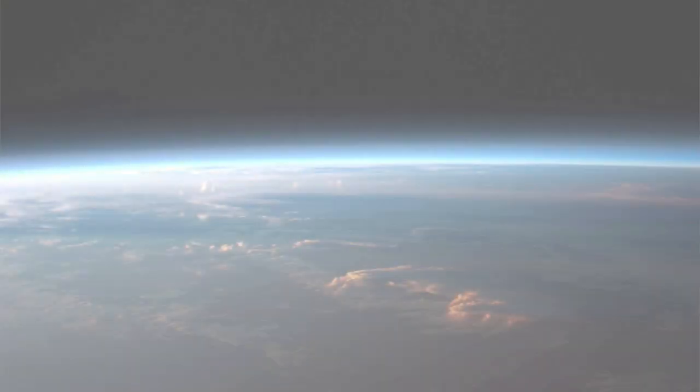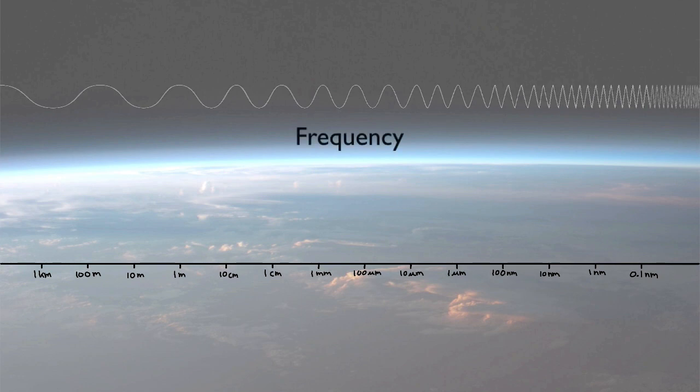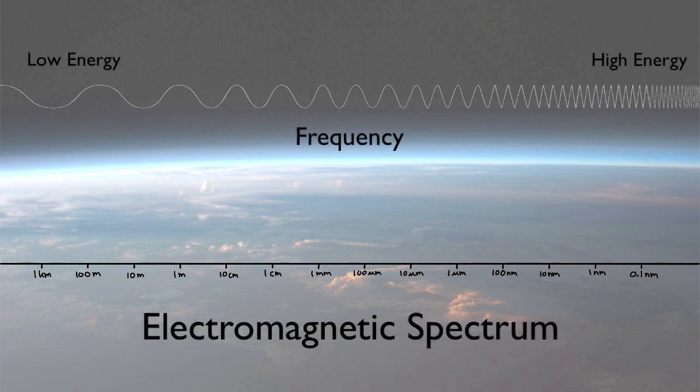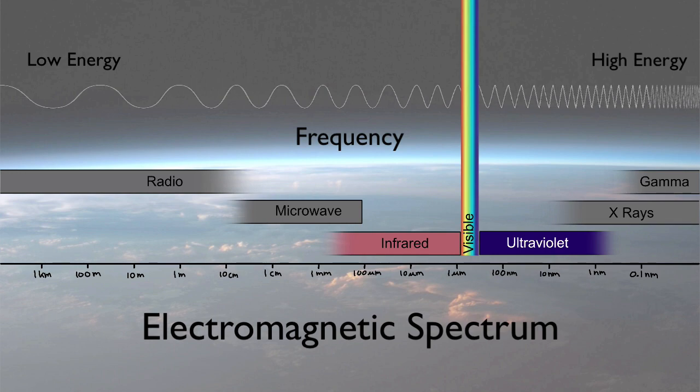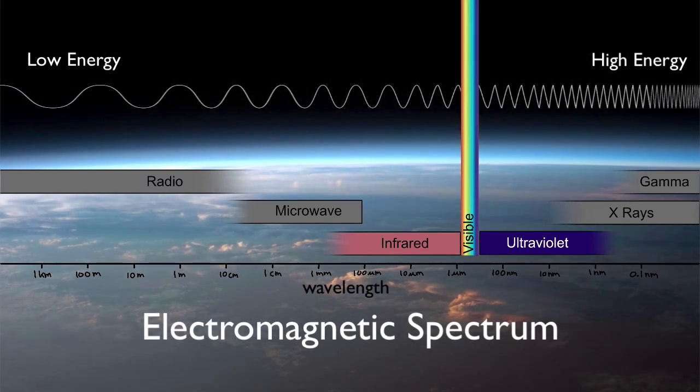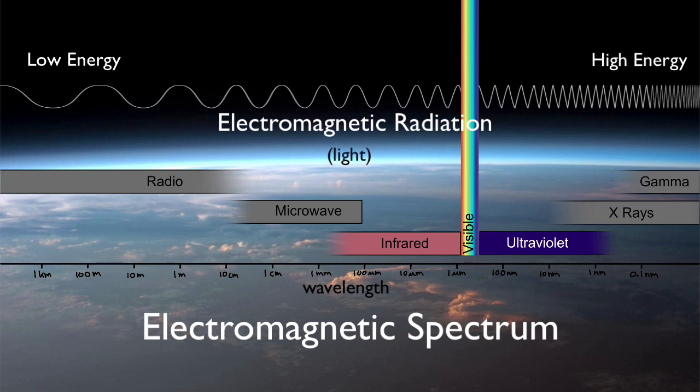Light, as you should know by now, comes in many different frequencies, as spelled out by the electromagnetic spectrum. There are ultra-high frequency gamma rays, to X-rays, to ultraviolet, to visible light, to infrared, to microwaves, and then to radio waves. These are all forms of light, generically called electromagnetic radiation.